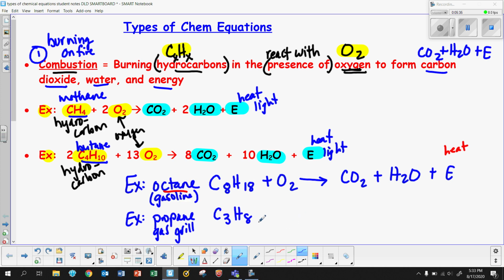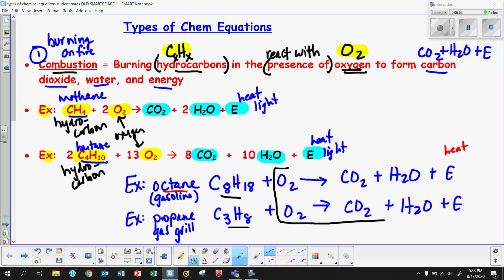And anytime you light that gas grill on fire, anytime you light this propane hydrocarbon on fire, again, it's reacting with oxygen, and it's going to make carbon dioxide and water and energy. So notice that in each of these combustion equations, after the hydrocarbon, everything is identical. You're always going to have the plus O2 make CO2, water, and energy.